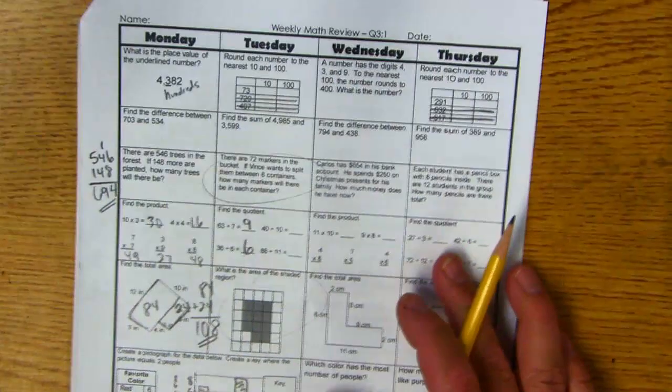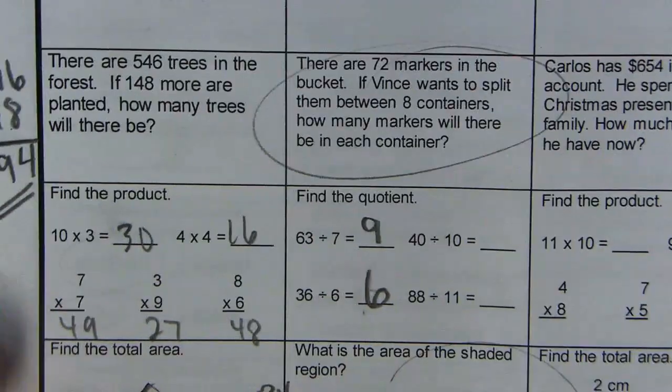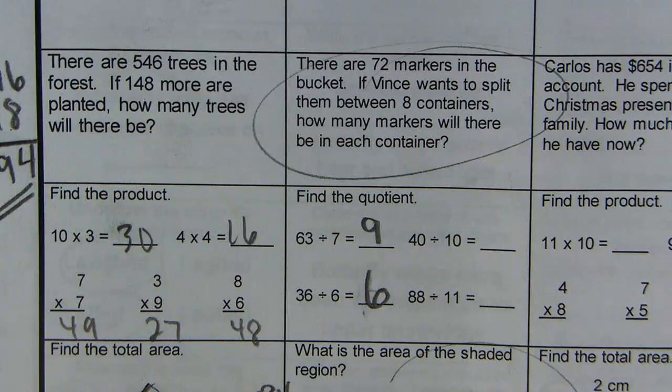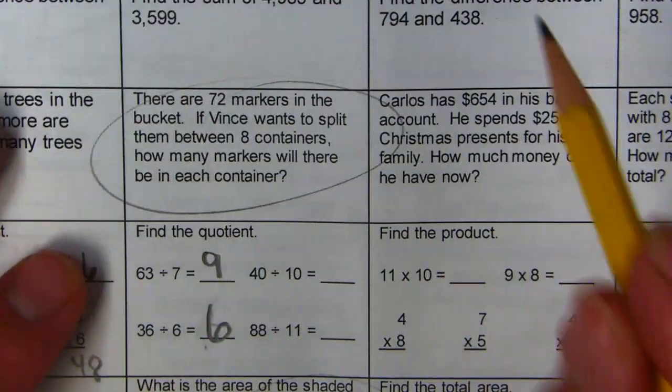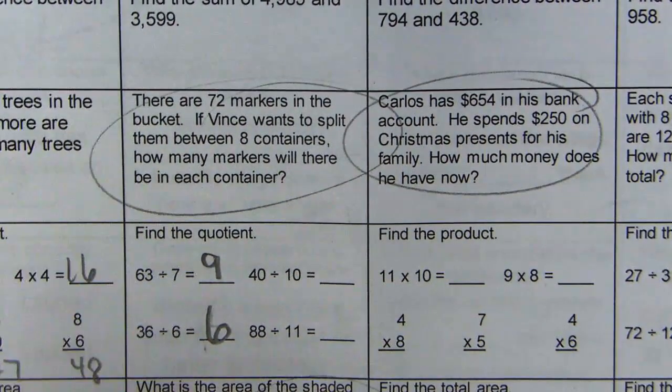All right, we are looking at 3-1. Tuesdays and Wednesdays we'll look at. Okay, all right, let's see here. Let's look at the Carlos problem.